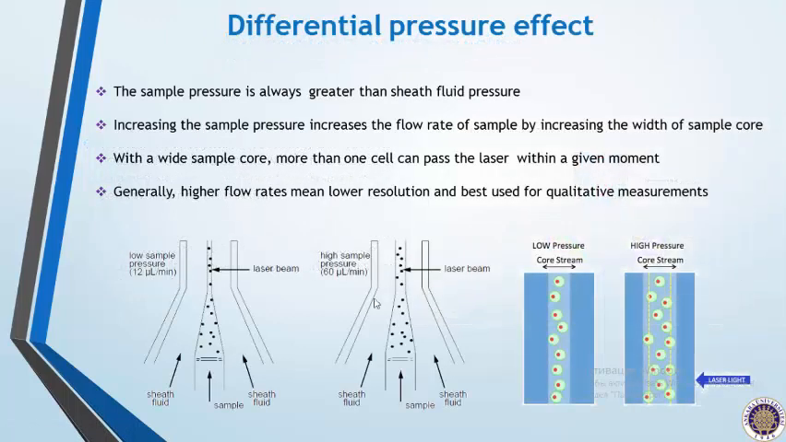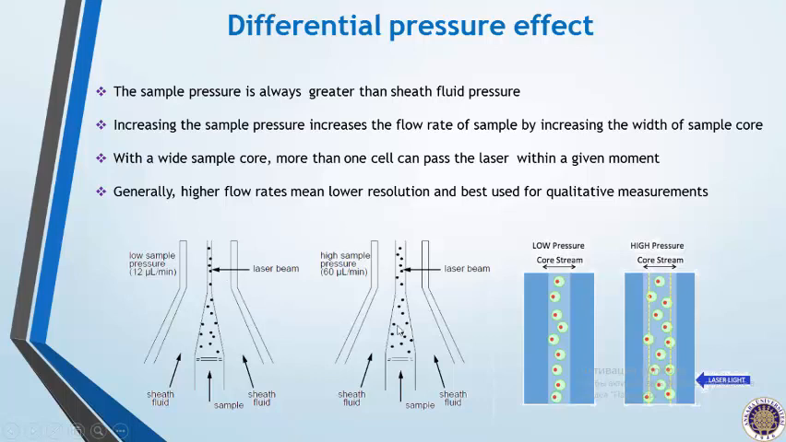Now I will talk to you about the differential pressure effect. The sample pressure is always greater than the sheath fluid pressure. The sample flow rate is controlled by adjusting the sample pressure relative to the sheath pressure using a pressure regulator. Flow rate is increased by increasing the sample pressure, which widens the sample core, which means that more cells pass through the interrogation point at one time. Conversely, lowering the sample pressure decreases the flow rate by compressing the sample core, thereby allowing fewer cells to pass through the laser beam at one time.